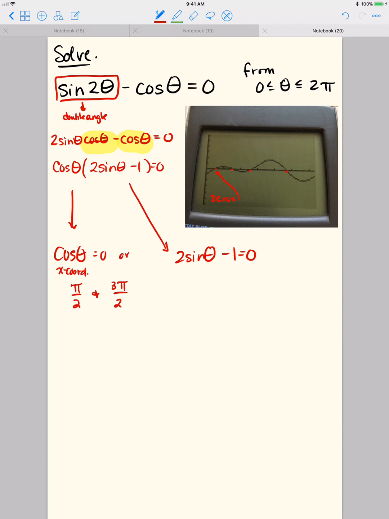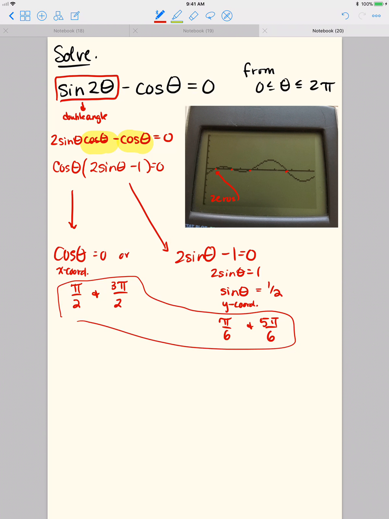Okay, for the other solutions, if I add 1 and divide by 2, I'm looking to find theta where the sine of theta is 1/2. And remember, sine is the y-coordinate, so that's exact. We can pull those exact values from our unit circle. Our y-coordinate is 1/2 and positive in quadrants 1 and 2. And the sine value being 1/2 happens at pi over 6, which is at your 30-degree mark, or it happens at 5 pi over 6, which is over at your 150-degree mark. So we have 4 different solutions that will make our sine of 2 theta minus cosine of theta equals 0 from 0 to 2 pi.